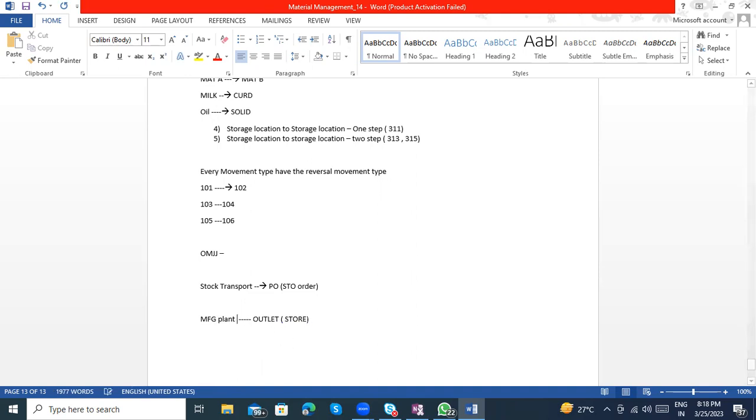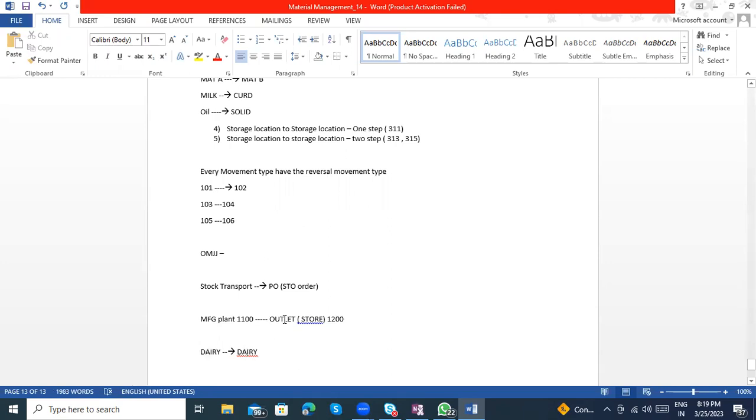So then what do we do? They will create this as 1100 and this as 1200, but it is in the same place. Both plant addresses will be the same, but one is just an outlet to this plant. If you go to any dairy farm, there is a dairy manufacturing industry and an outlet in the same location, like a store. Whatever products are manufactured here move to the outlet.